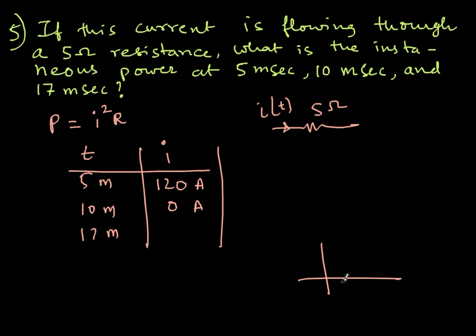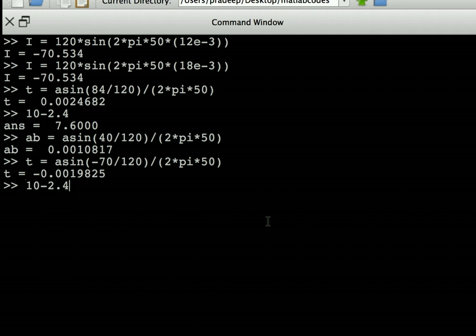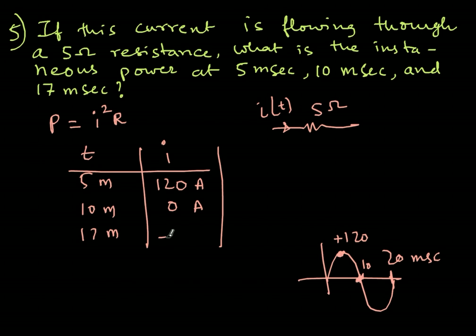So again remember, 20 millisecond is your total time period, and at 10 millisecond it will be 0. At 5 millisecond, half of that, it will be plus 120, the highest value. Now at 17 milliseconds I need to calculate. So let me just go back to my interface, and I'll use this here, in the place of 12 I substitute 17. So I'm getting minus 97 amperes, 97.082. So I ignore that and say minus 97 amperes by rounding off.